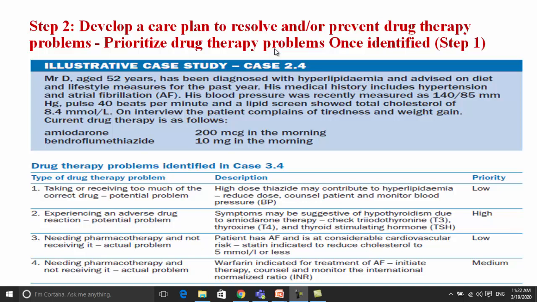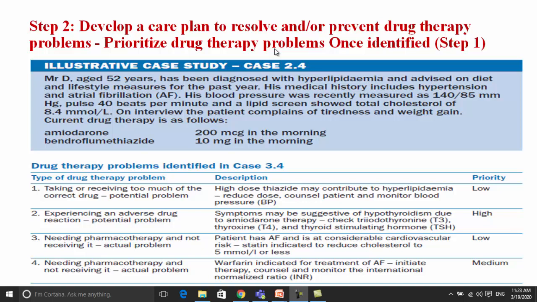But this is reported to be a low priority for this patient. So you have to prioritize drug therapy problems 1, 2, 3, 4. So 1 is high, 2 is medium, and let's say 3 is low. So this is like three for this patient. It's not the number one step that you want to start with when providing pharmaceutical care.